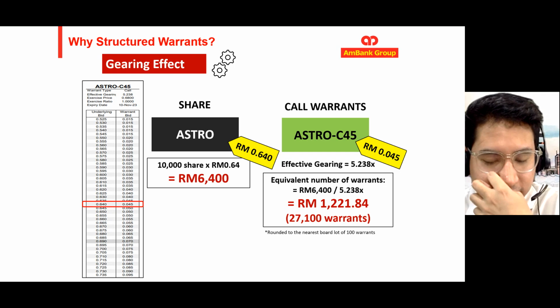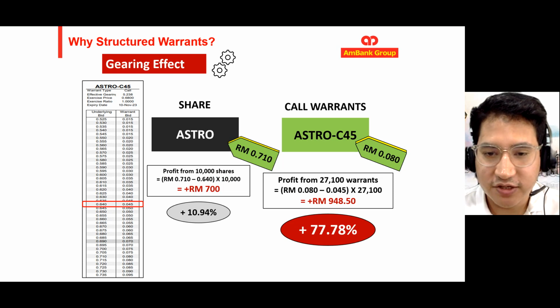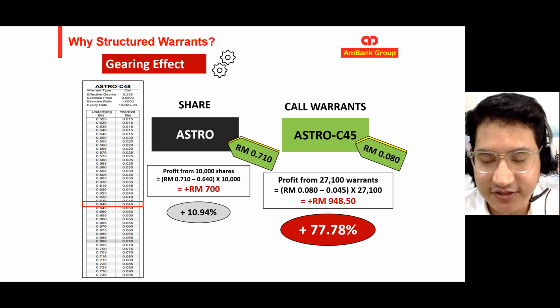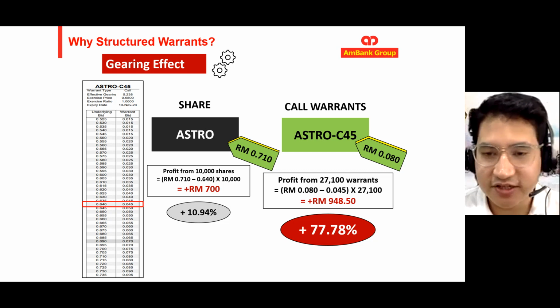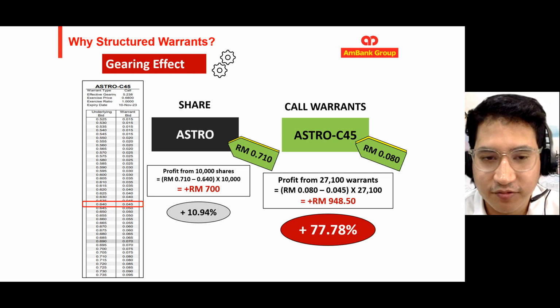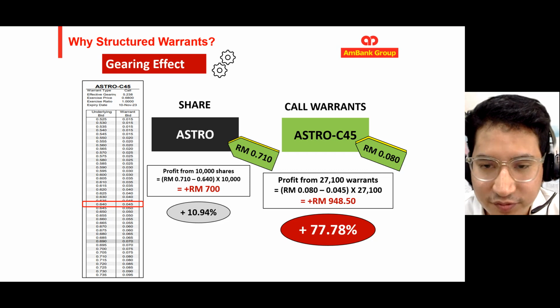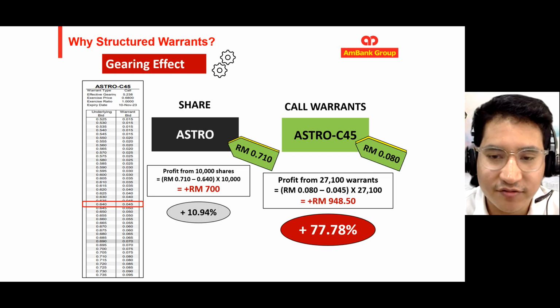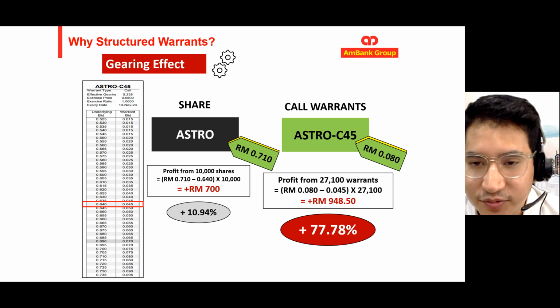So say your view is right on the underlying and Astro share price increases from 64 cents to 71 cents. So that's a very healthy profit that you are expecting if you sell lah. So say you sell your 10,000 Astro shares for a 7 cent profit, you'll be getting back 700 ringgit, which is, I would say, a very good trading move because that's about a 10% gain from your 6,400. However, for Astro C45, you have to buy the warrants.